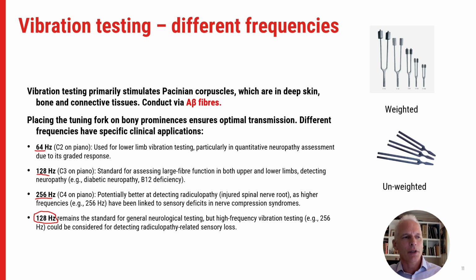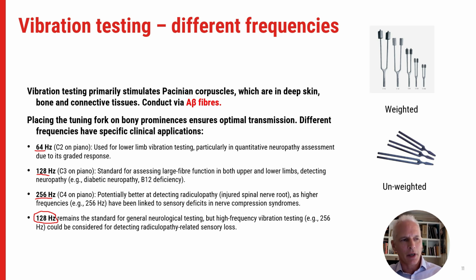Now, most neurologists will use a 128 Hertz tuning fork. If you don't know what Hertz means, it's how many times the tuning fork moves backwards and forwards in a second. So a 128 Hertz tuning fork will vibrate backwards and forwards 128 times in 1 second. And if you happen to be a musician, you will know that different frequencies align with different notes. So 64 Hertz, for example, aligns with the second C on the piano, and 128, the third C on the piano.